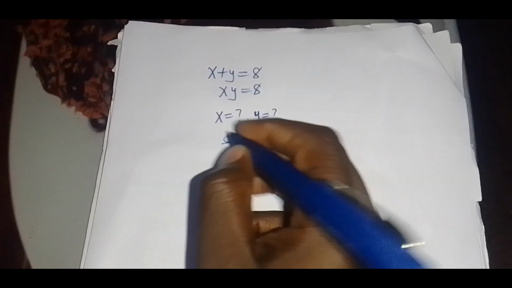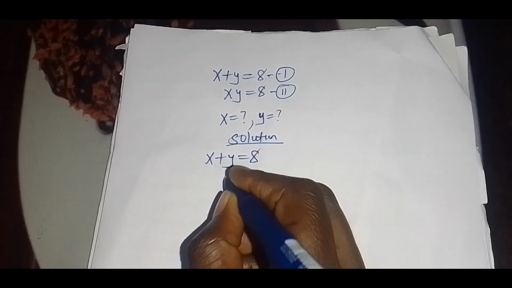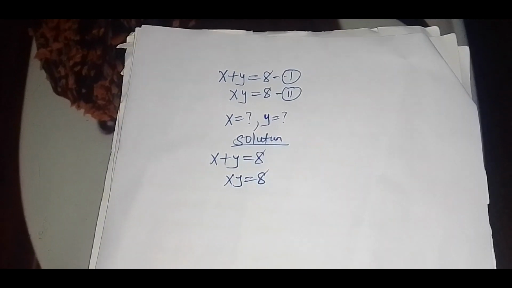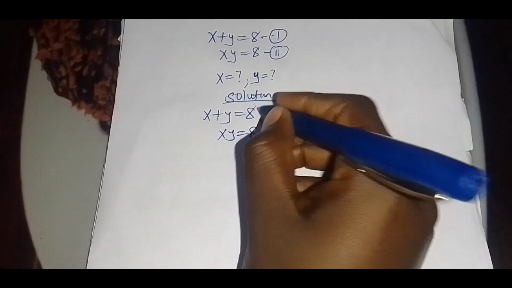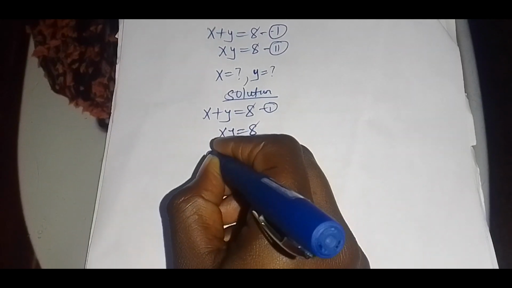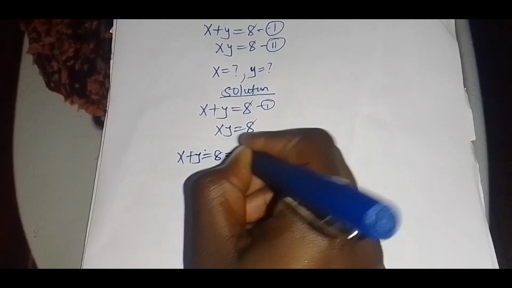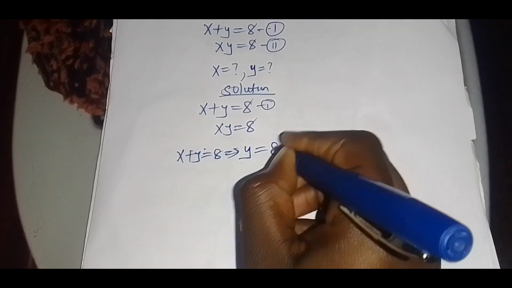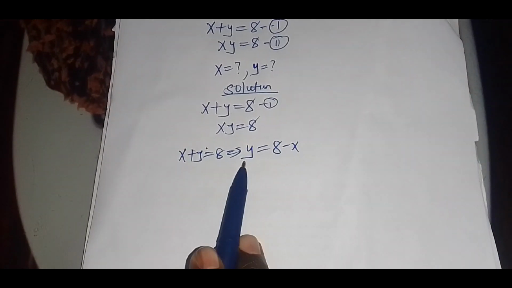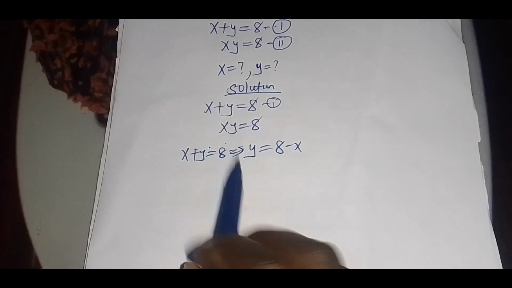Now we have this one expressed as the first equation, and we have the second equation. We have x plus y equal to 8, and xy equal to 8. In our first equation, let's make y the subject of the formula. x plus y equals 8 can be transformed as y equals 8 minus x. Now we substitute y in the second equation.